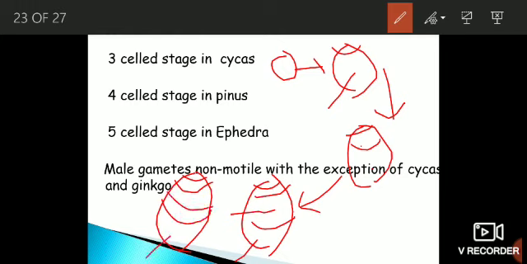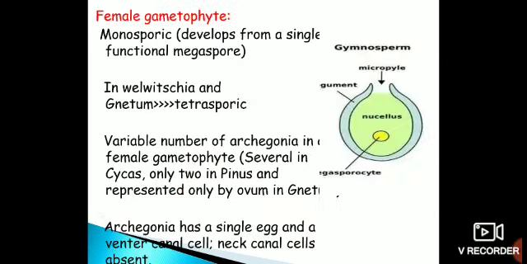This generative cell divides and forms the stalk cell and the body cell. That means you are having 1, 2, 3, 4 and 5 cells, and in Ephedra pollination takes place at this 4 cell stage. Remember, pollination takes place at 4 cell stage. I will repeat, in Cycas pollination takes place at 3 cell stage, in Pinus it takes place at 4 cell stage, and in Ephedra it takes place at 5 cell stage. Okay.